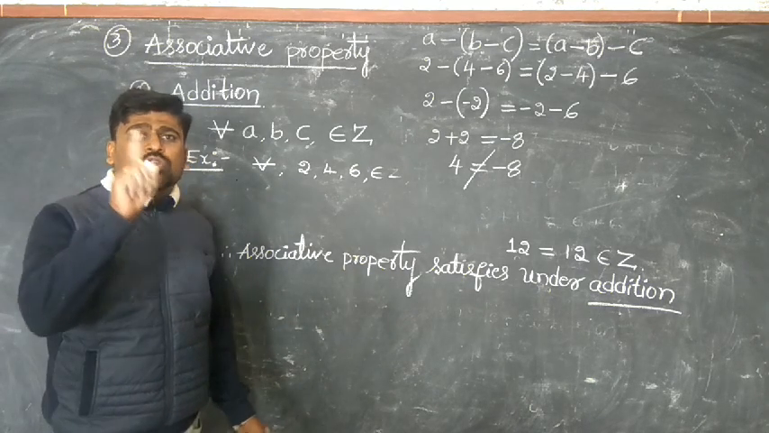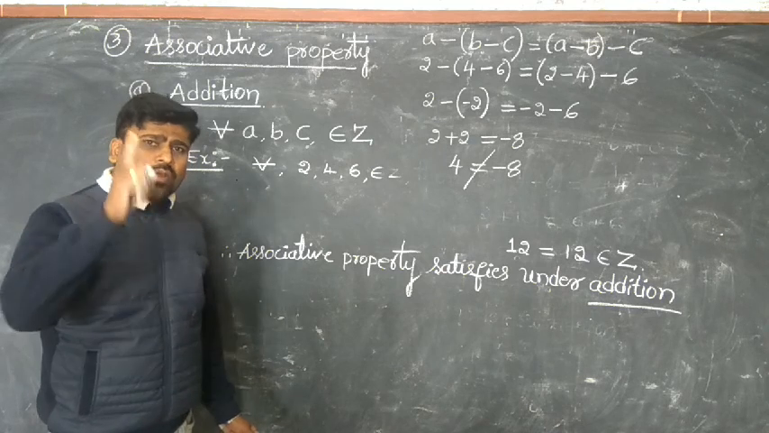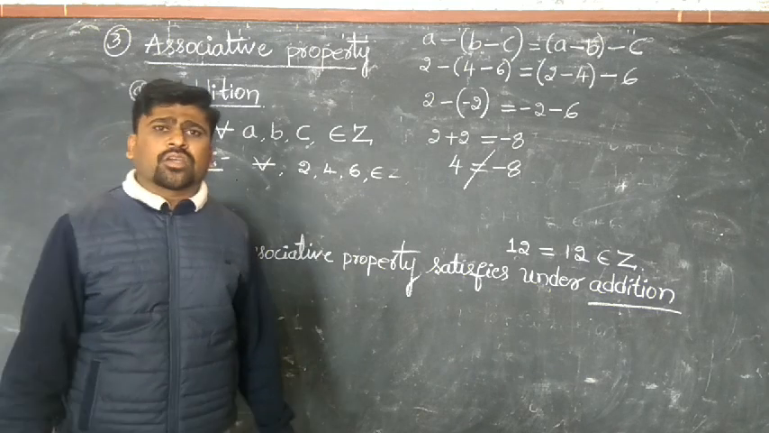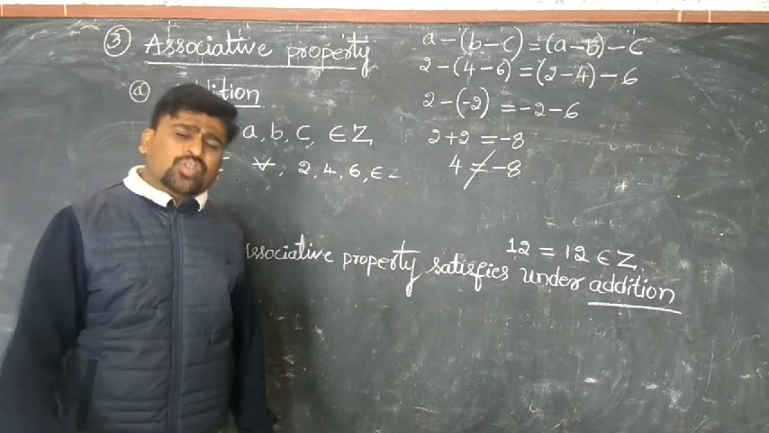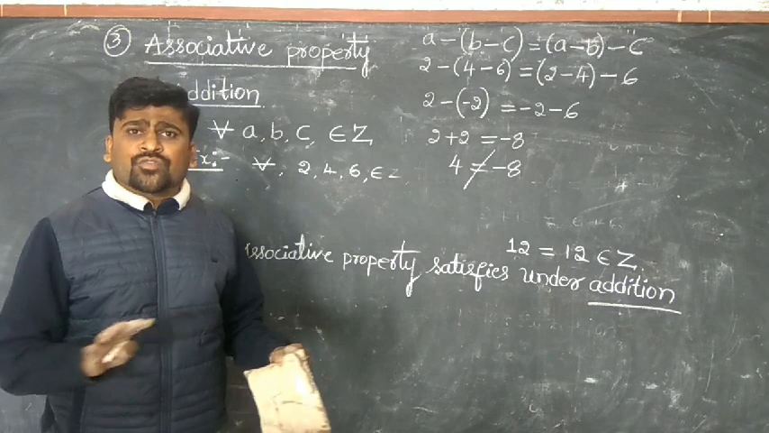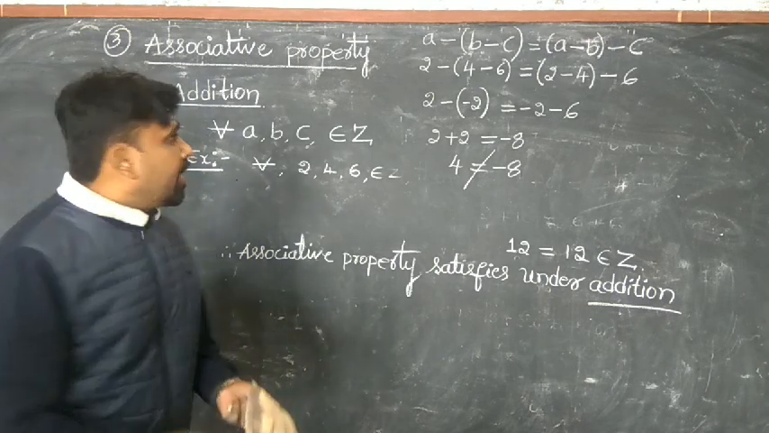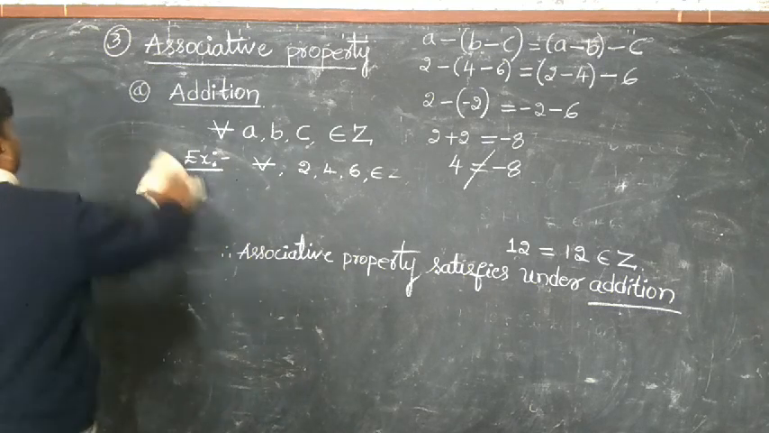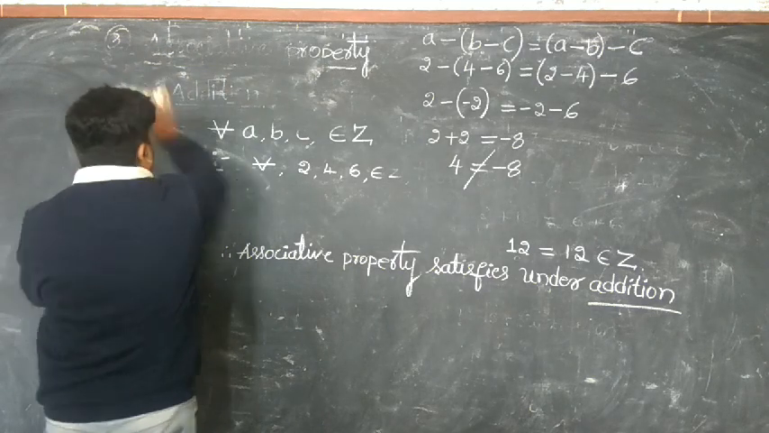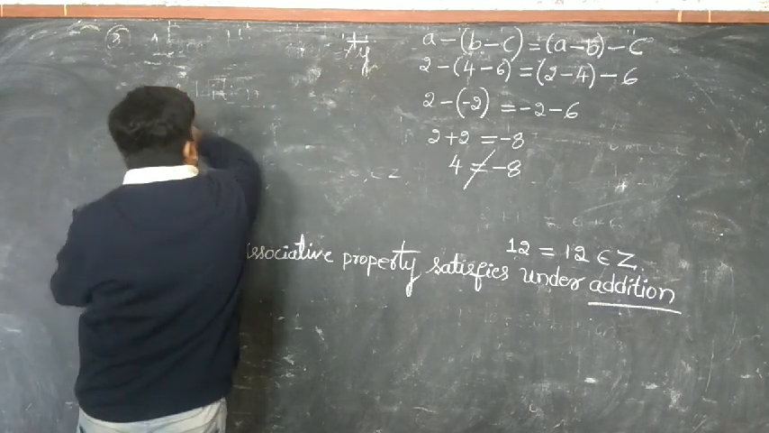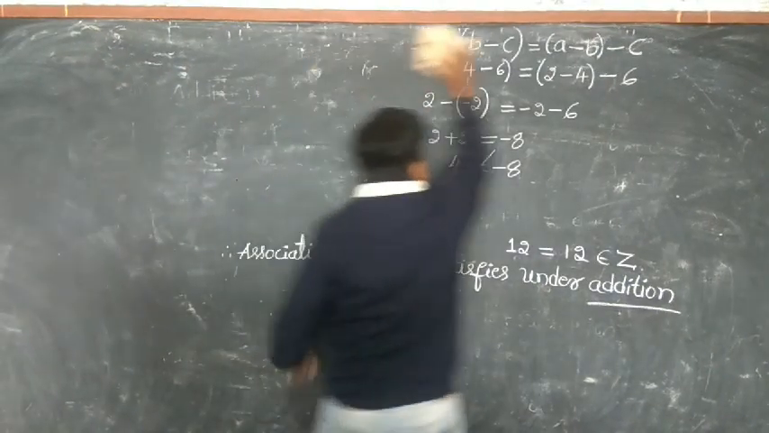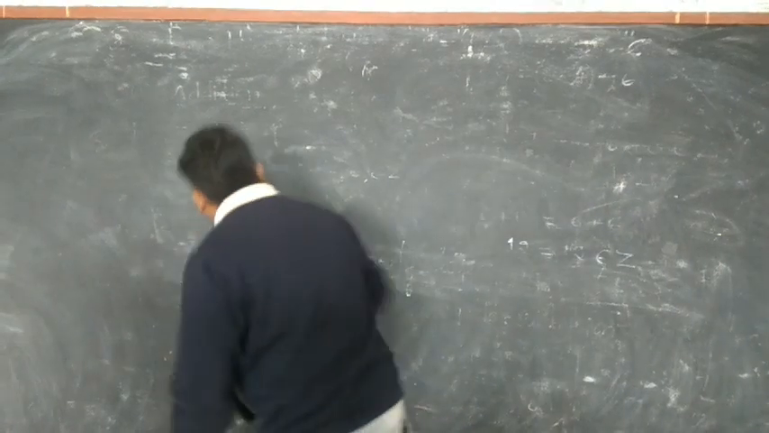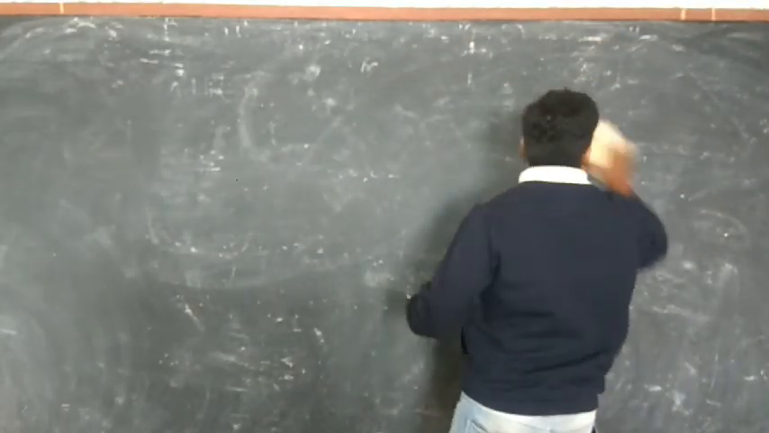Clear? Only one, the closure property, which is satisfied under addition and also subtraction. Commutative property and associative property are not satisfied for subtraction. Clear? And the next, the last fourth property, that is additive identity.